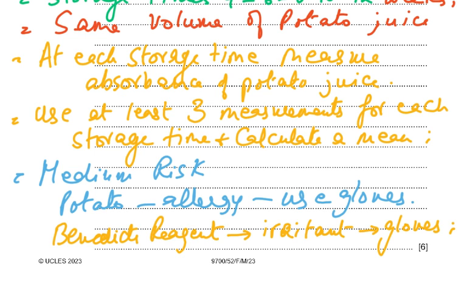Then this is a medium risk experiment. So you have to give me the safety, hazard, and precaution. So it's a medium risk experiment. In the potatoes, you could be allergic to it, just like I'm allergic to mangoes. Use gloves. Then Benedict's reagent is an irritant. Use gloves. So you could have come up with any of the points which are relevant to that very question.